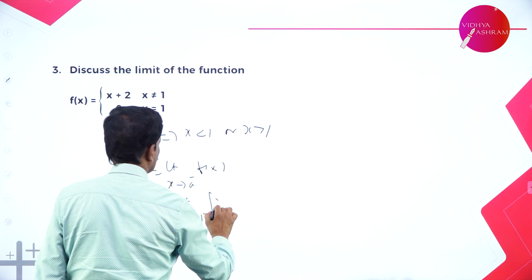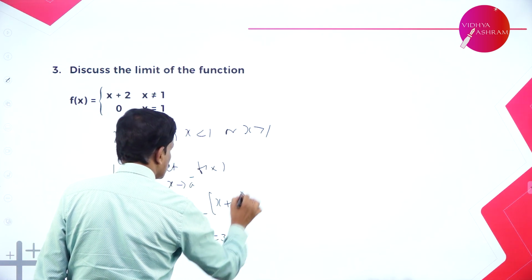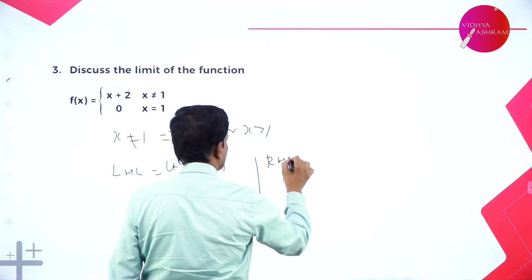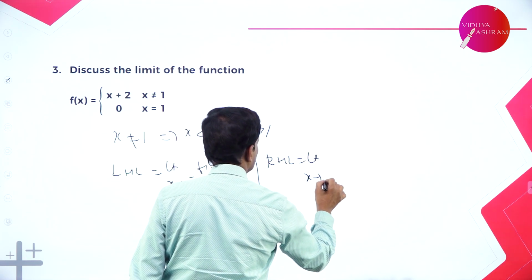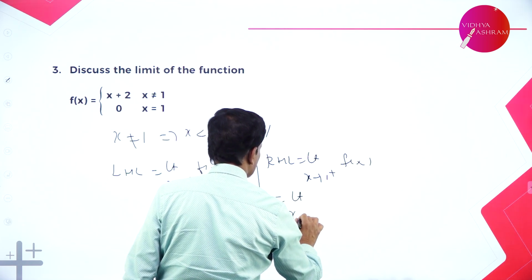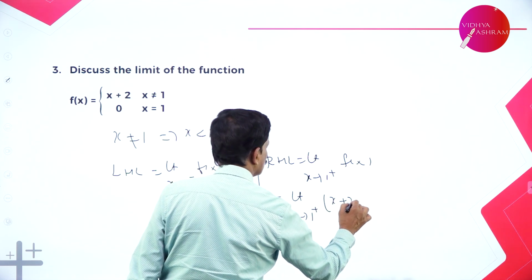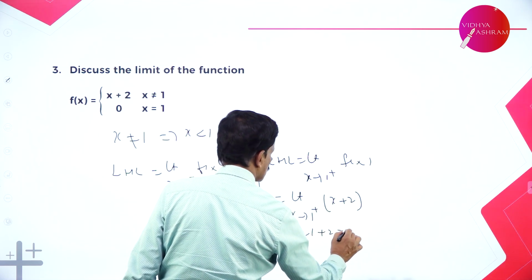What is f of x? F of x is x plus 2. So this is equal to 1 plus 2 is equal to 3. Similarly, on the other hand, the right hand limit is equal to limit x tends to 1 plus f of x. So that's equal to limit x tends to 1 plus, f of x is x plus 2. So put x is equal to 1, 1 plus 2 is equal to 3.